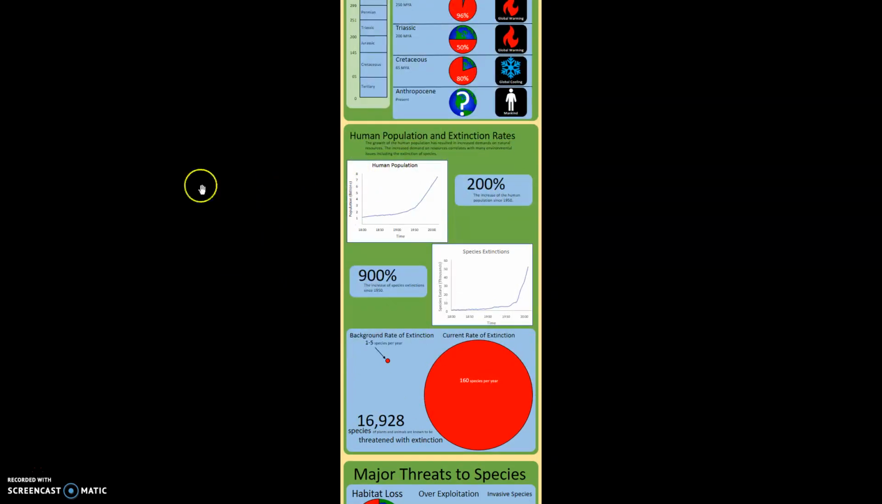So in conclusion, I chose key points to discuss the severity of the extinction event and used color theory and schematics to guide the reader through the infographic.